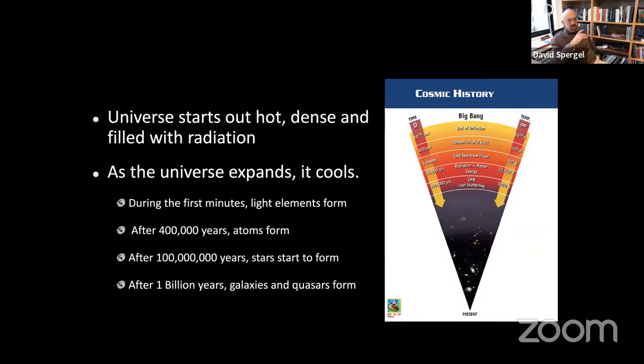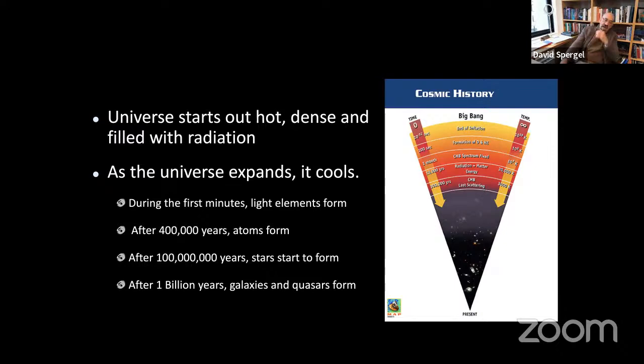So now let's review this basic picture we have in cosmology. The universe starts out incredibly hot, incredibly dense, filled with radiation. As it ages, it expands, becomes lower density. As it becomes lower density, it cools. During the first few minutes after the Big Bang, the light elements form. Hydrogen forms, merges into helium. Much of the lithium in the universe forms in those first minutes.